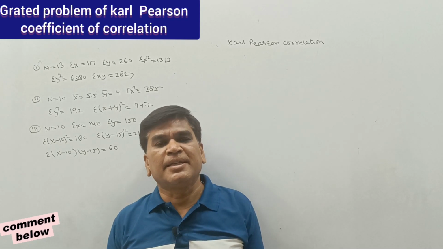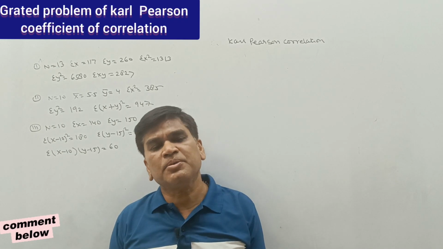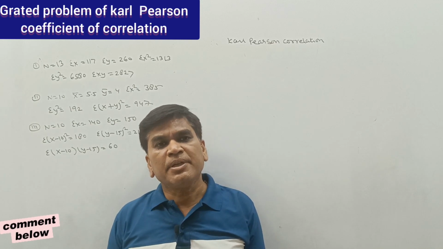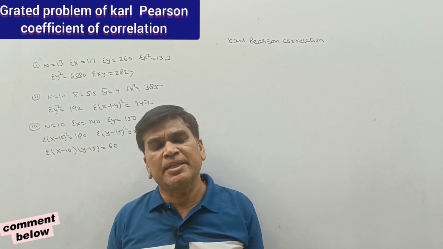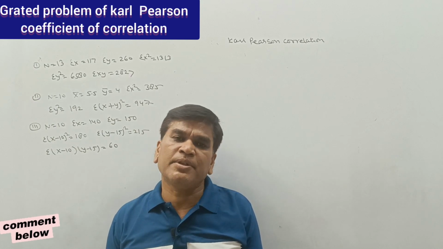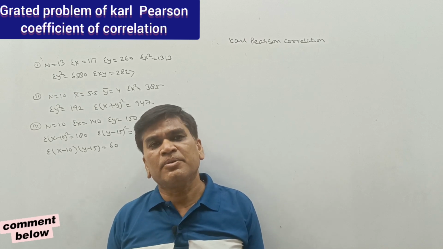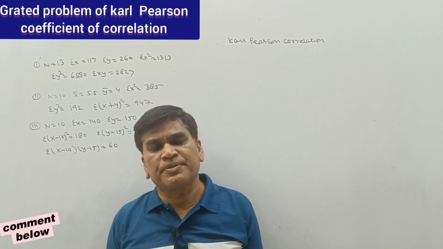Once again, in the last video from the correlation chapter, we discussed how to calculate the Karl Pearson coefficient of correlation between density of population and death rate, and we also did another question related to playing habit and age. In today's video also we will discuss the Karl Pearson coefficient of correlation.